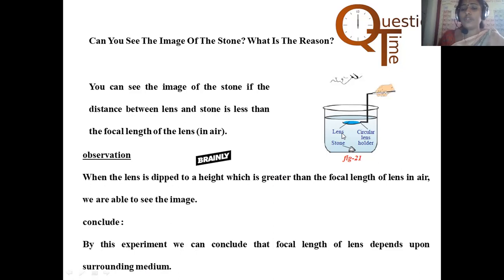Here, two observations we are going to make by this experiment. One is the lens kept less than the focal length, and the other is the lens kept greater than the focal length. In both cases, the image is visible, right? Exactly at the focal length, it is not visible because the image is formed at infinite distance. That is the only exception here.